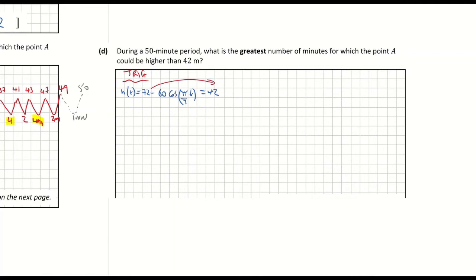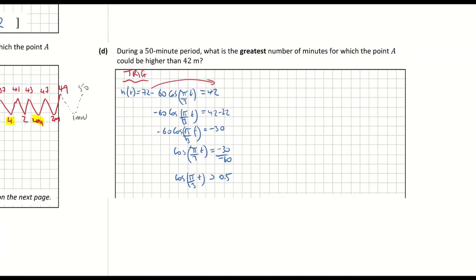So I'm going to move over my 72, which is minus 60 cos of pi over 3 times t is equal to 42 minus 72, which is minus 60 cos of pi over 3 times t is equal to minus 30. I can divide across by that negative 60 now, so cos of pi over 3t is equal to negative 30 over negative 60. So I have cos of pi over 3 times t is greater than 0.5.